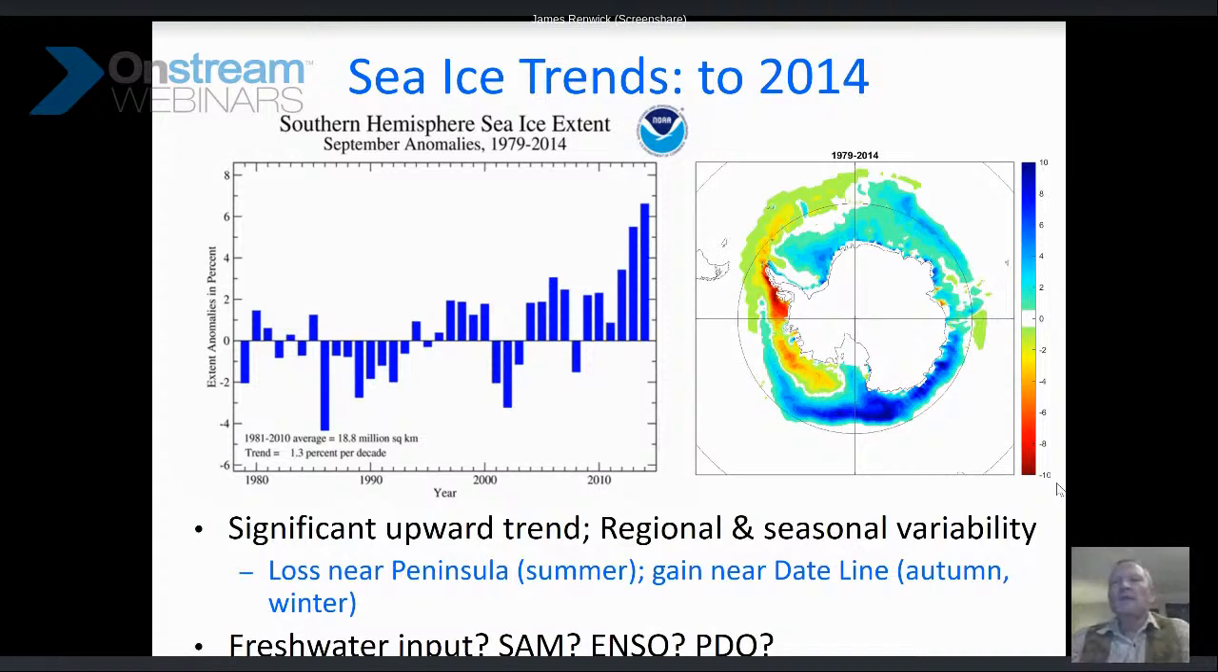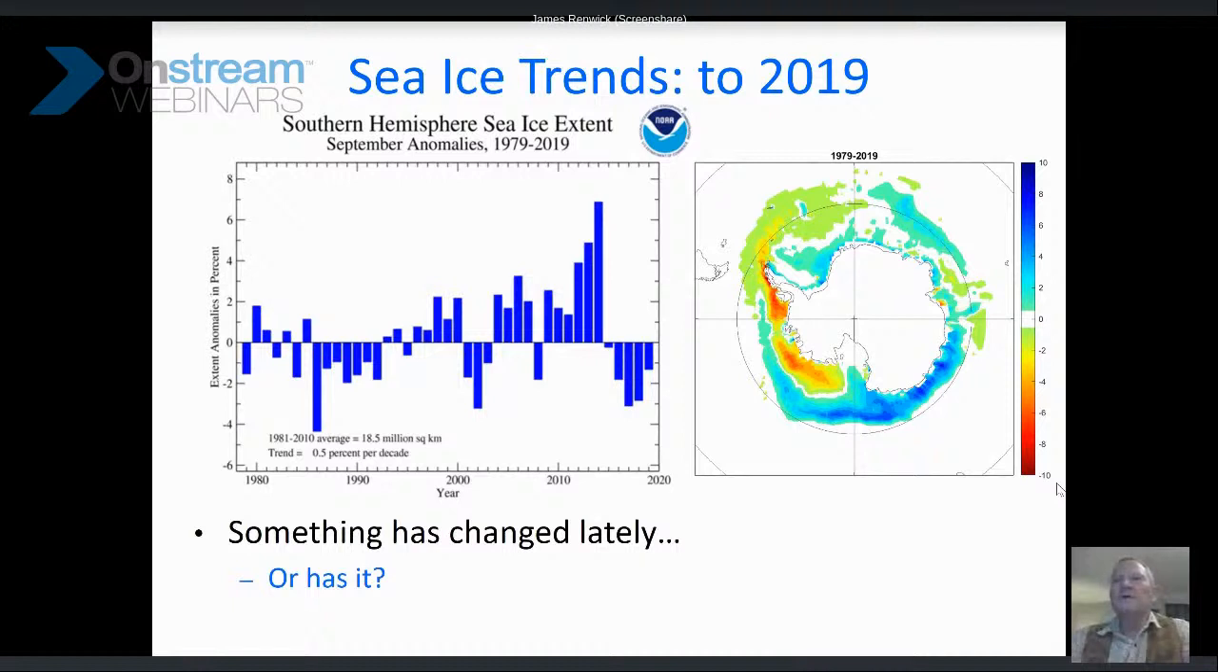So, yeah, I got this funding to explain why we were going to see this increase in sea ice. And then as soon as that happened, well, the sea ice stopped becoming more extensive. And if you extend that graph I had before up to last year, September, what you see is that 2014 was the peak.